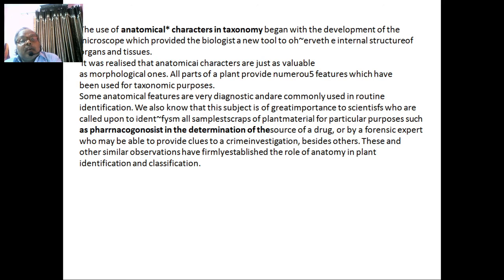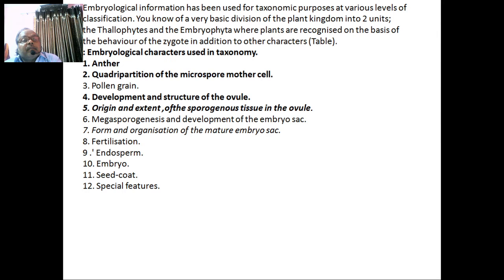Then the use of anatomical characters in taxonomy began with the development of the microscope. It was realized that anatomical characters are just as valuable as morphological ones. We can also know that this subject is of great importance to scientists who are called upon to study samples of scraped plant material for particular purposes, such as the pharmacologist in the determination of the source of drugs, or by a forensic expert who may be able to provide clues in a crime investigation.